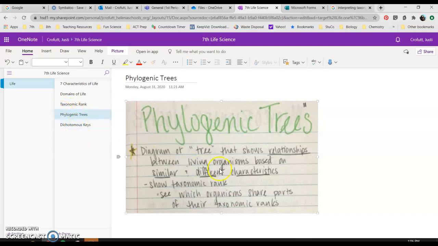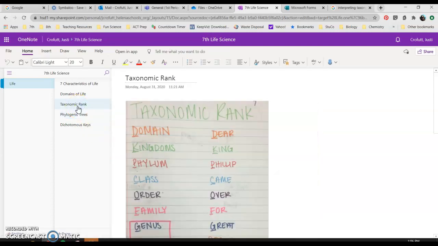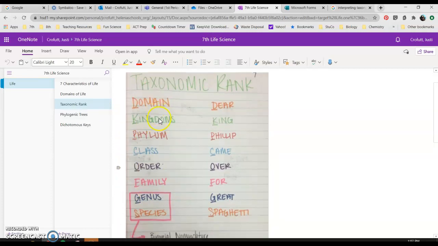Okay, so to go over things, phylogenetic trees are a diagram or a tree that shows relationships between living organisms based on similar and different characteristics. The great thing about them is they show taxonomic rank. If you look back to Tuesday's assignment, you can see our taxonomic rank is this system here: domain, kingdom, phylum, class, order, family, genus, species.